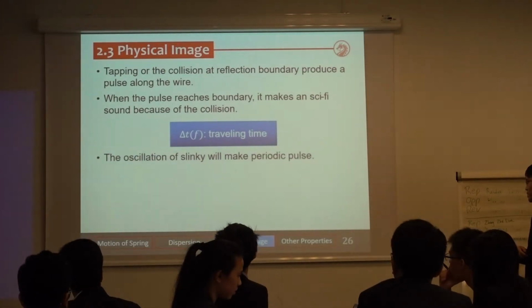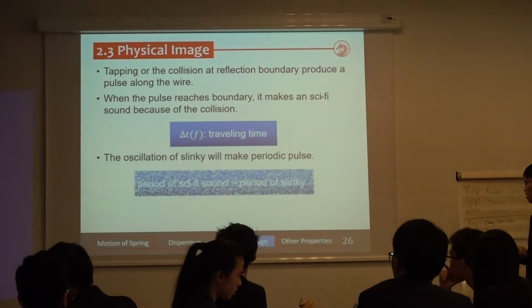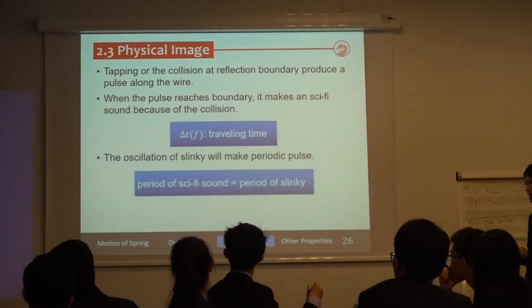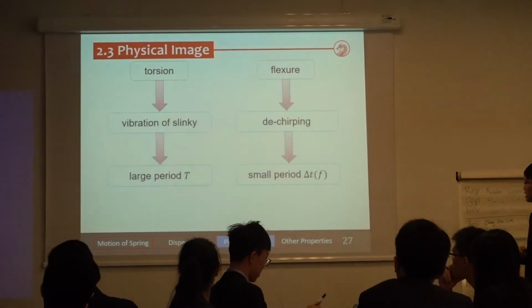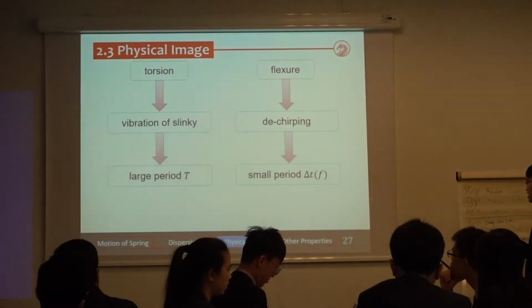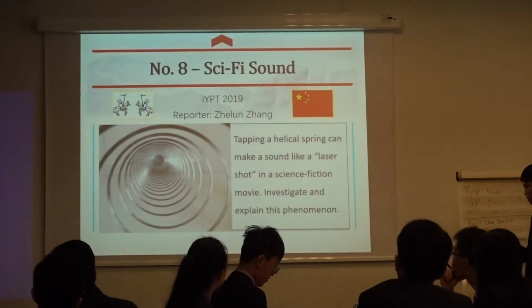And then the oscillating slinky will make periodic pulses, so the period of the sine wave sound is exactly the period of the slinky itself. So the torsion depends on the large period T, and the flexure depends on the small period delta T as a function of F.